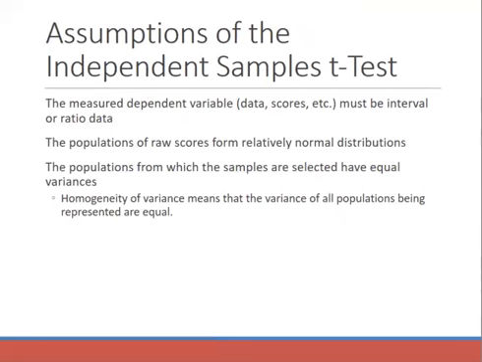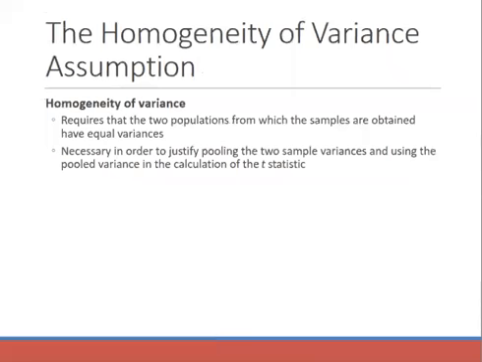Okay, so there are a couple of assumptions associated with the independent samples t-test. The first is that we need to be measuring interval or ratio scores. The next is that the population of raw scores is relatively normally distributed. So generally, we're dealing with normally distributed data. We also assume that the populations from which the samples are selected have equal variance. This is called homogeneity of variance. We're assuming that our treatment and non-treatment groups still have roughly the same variability in them. Okay, so this is an important assumption.